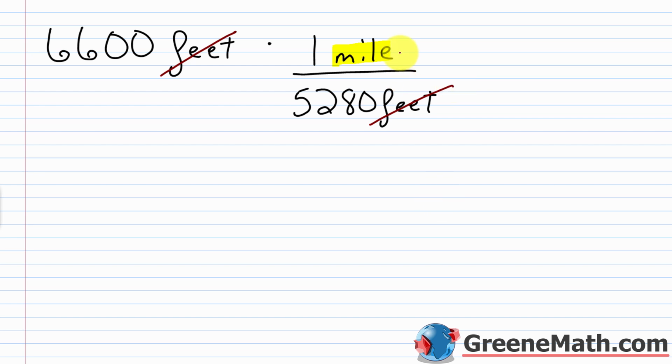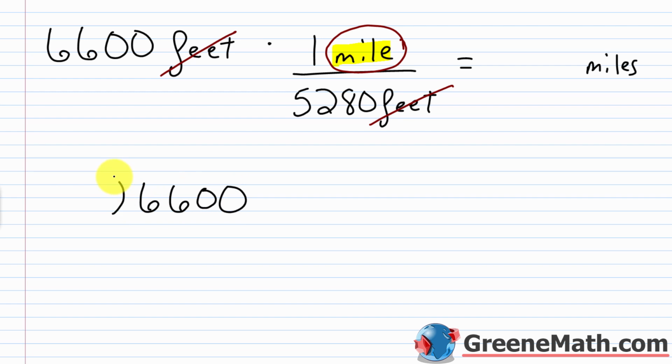Basically, what I have here is, forget about this unit for a second. That's going to just carry itself over, so we'll put miles over here. And we're just going to think about, okay, what is 6,600 times 1 over 5,280? Well, basically, that's just a division problem, right? It's 6,600 divided by 5,280. And we would just divide this.